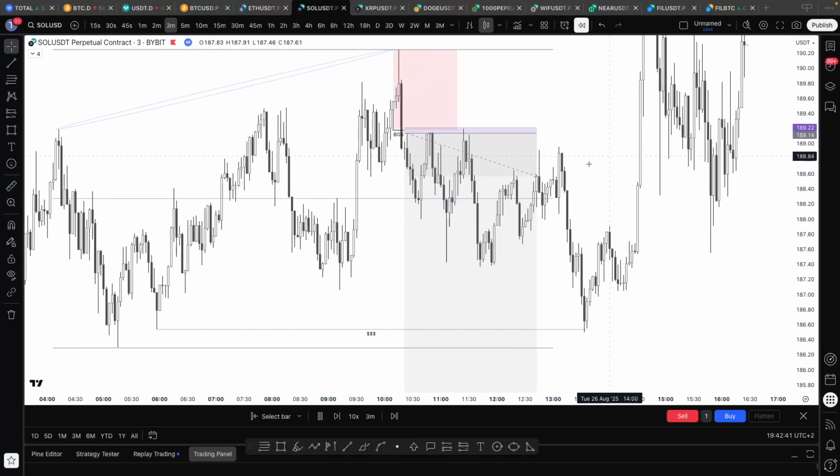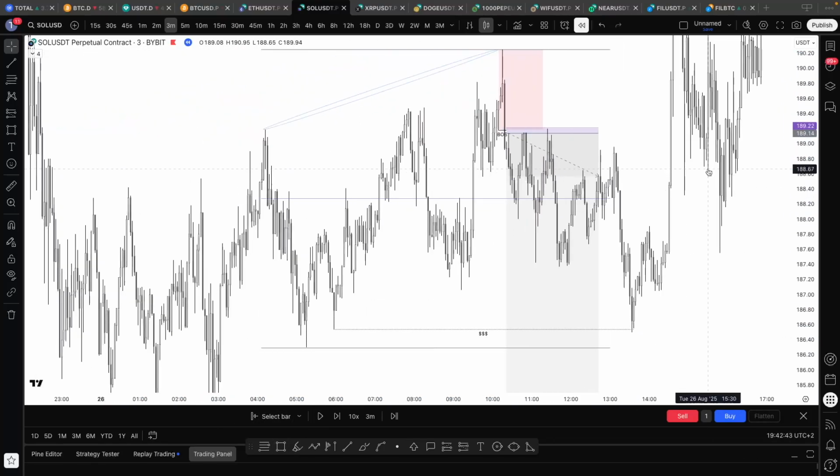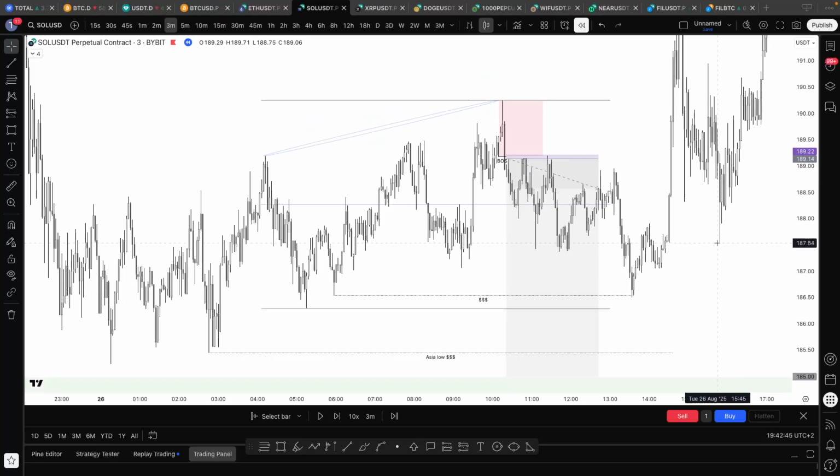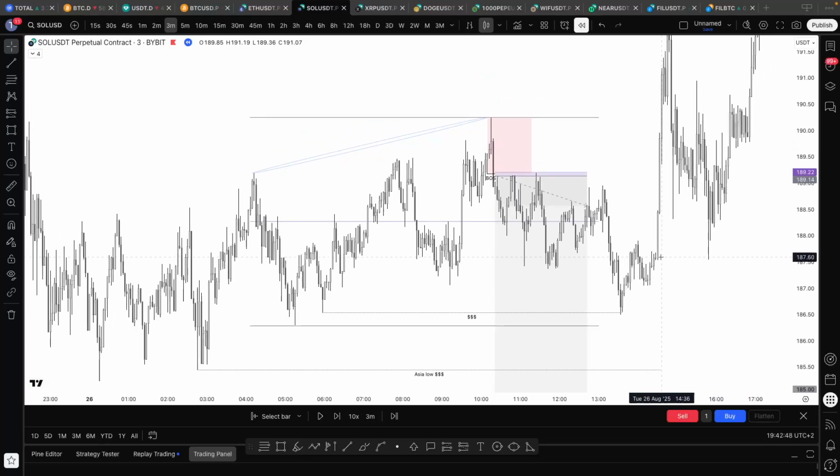So I had 1 break-even trade, I had 1 loss on Ethereum. It is just part of the game. It's part of trading. 2 great trades. I'm very happy with these trades.